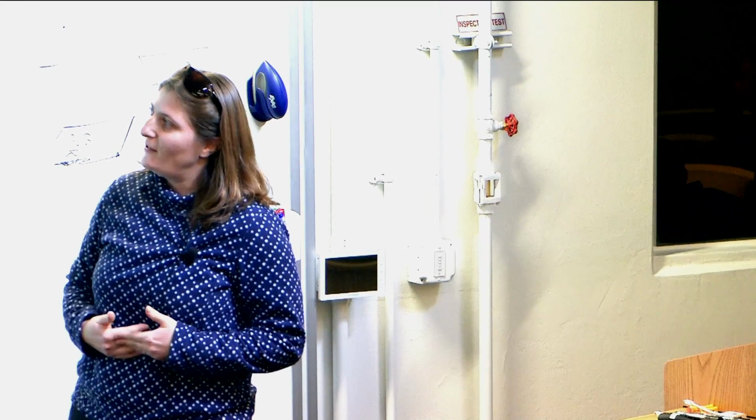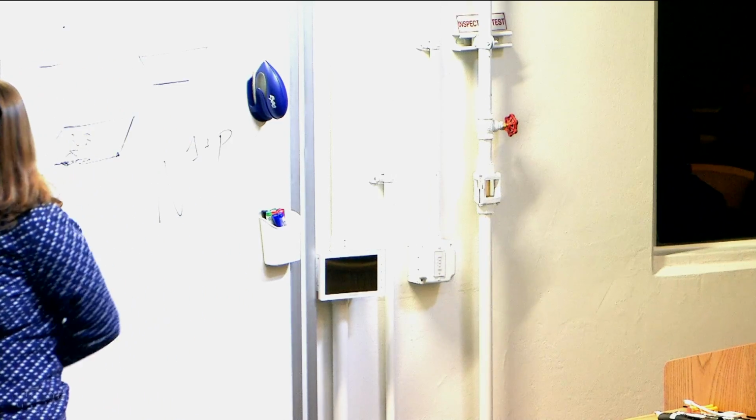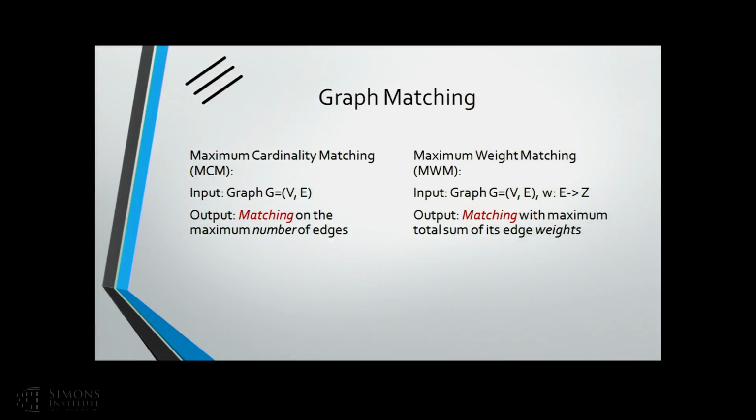Matching. A matching, as you all know, is a set of disjoint edges in a graph. There are two studied problems in this case. There's the maximum cardinality matching, where you're given a graph and you want to find a matching with the maximum number of edges. And there's the weighted matching problem, where you also have edge weights. Let's say they're integers, and you want to find a matching that maximizes the total sum of the edge weights.